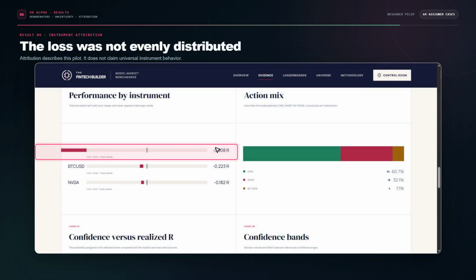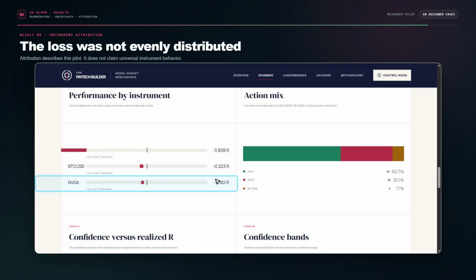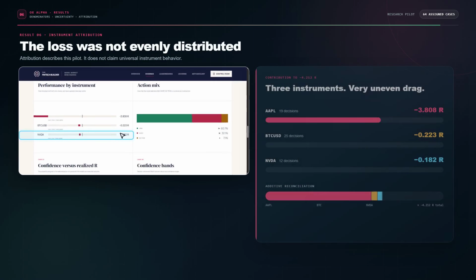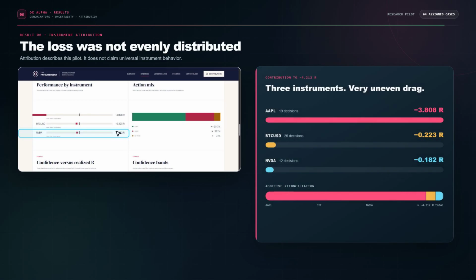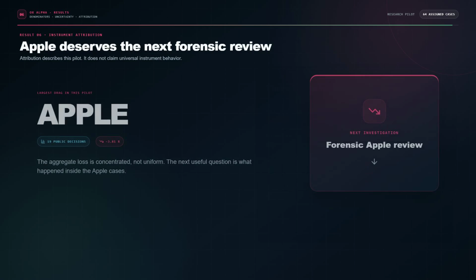By instrument, Apple was the largest drag, 19 public decisions and negative 3.81 R. Bitcoin produced 25 decisions and negative 0.22 R. Nvidia produced 12 decisions and negative 0.18 R. That pattern tells us the headline loss was not distributed evenly. The Apple cases deserve special attention.